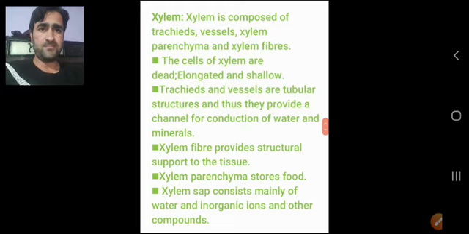A xylem tissue is composed of tracheids, vessels, xylem parenchyma and xylem fibers. It is mostly composed of dead cells. They are matured cells which are elongated and hollow. Tracheids and vessels are tubular structures and they generally provide channels for conduction of water and minerals.